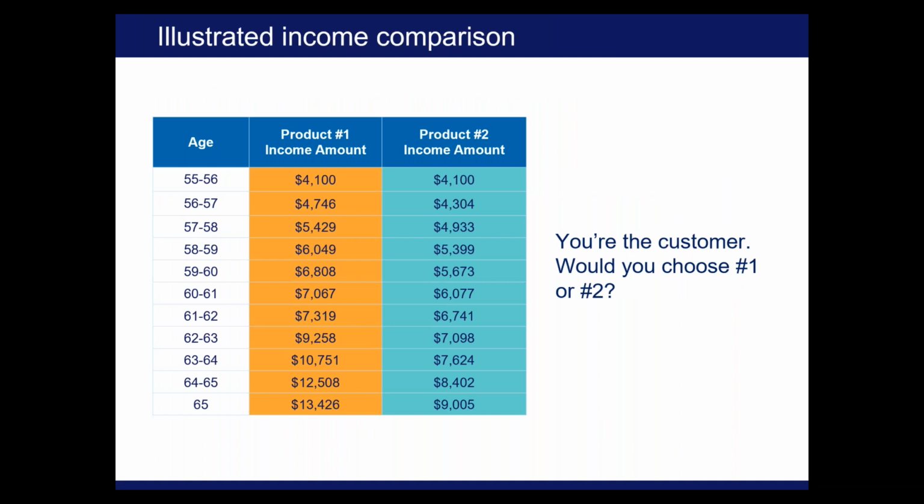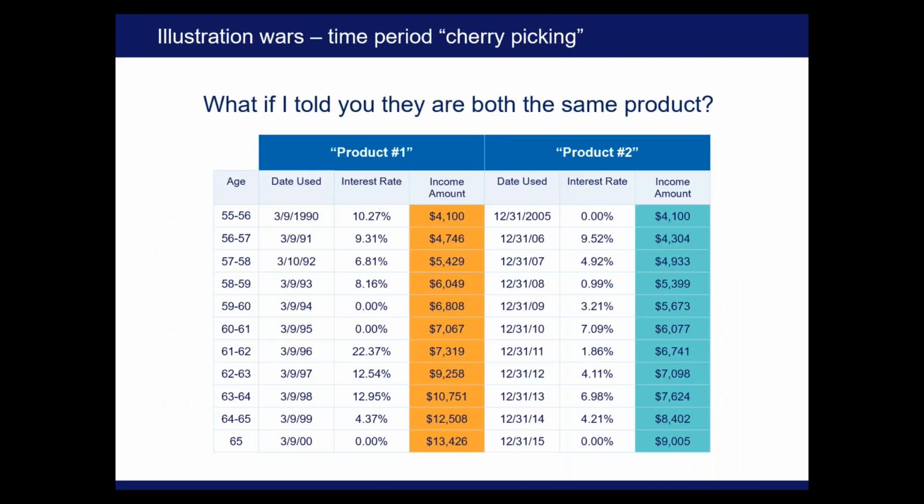Here's another item to consider in the use of illustrations. This slide shows a comparison between 2 potential choices of lifetime income. Which would you choose? Most people would pick 1. But in fact, 1 and 2 are actually the same index, just reflecting 2 different time periods. These help explain some of the reasons regulators take a strong interest in illustrations. It's worth considering as you find yourself in a competitive situation.